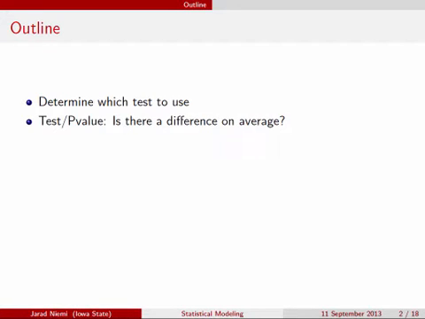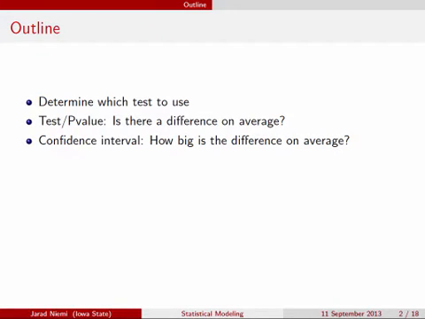So that's the first thing we're going to cover. Then we're going to talk about p-values and their links to hypothesis testing. These really just answer the question of, is there a difference on average between these two groups? Then we're going to talk about confidence intervals, which give a bit more information about how big is that difference, in which direction is that difference, and these kinds of things. And then finally, I want to mention that even these two, the test and the confidence intervals, don't really answer all the questions that we might have as a scientist.